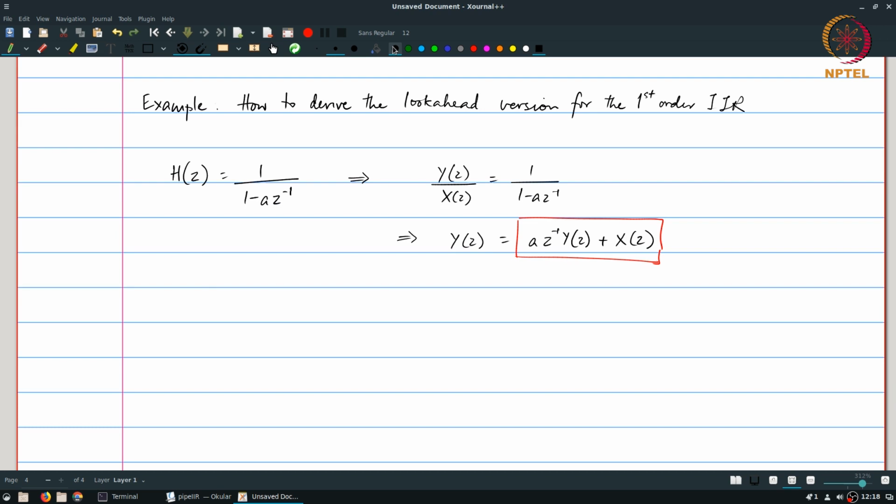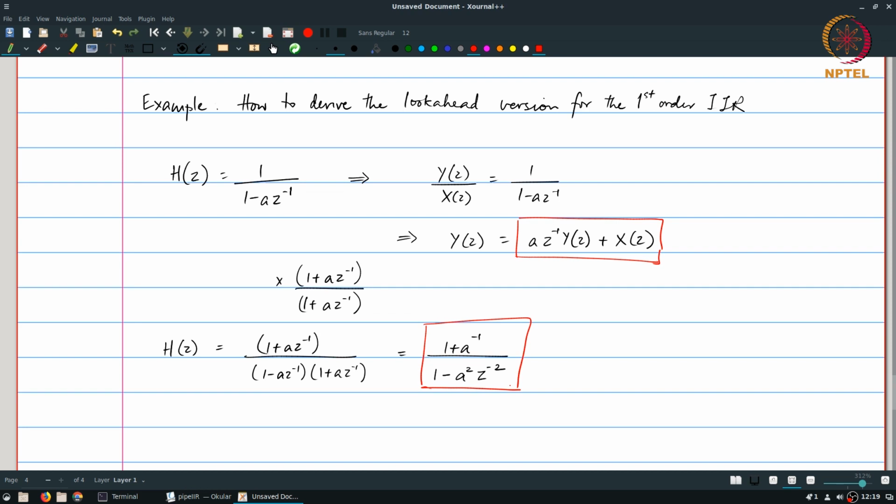Alright, so with this transfer function, what we can do is a simple mathematical manipulation. We will multiply and divide by the term 1 plus a z inverse. What does that give us? Basically, H of z is now equal to 1 plus a z inverse divided by the original term 1 minus a z inverse times 1 plus a z inverse, which if we expand it out comes out to be 1 plus a z inverse over 1 minus a squared z to the power minus 2.